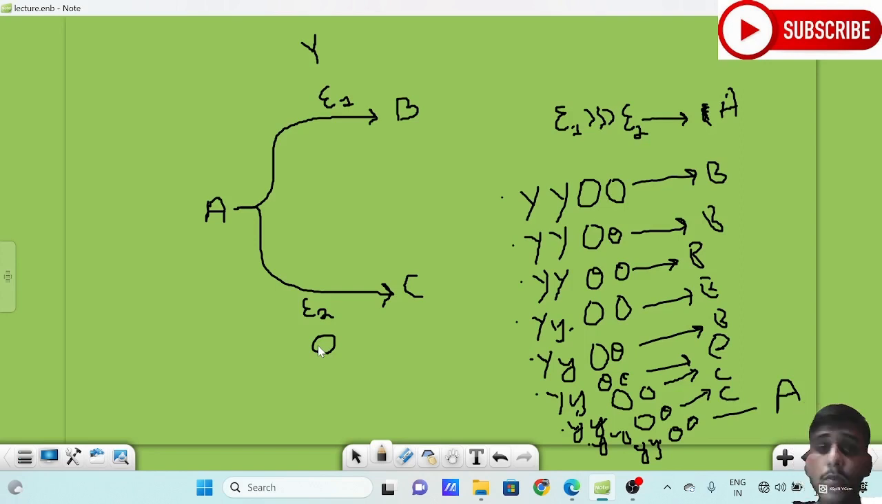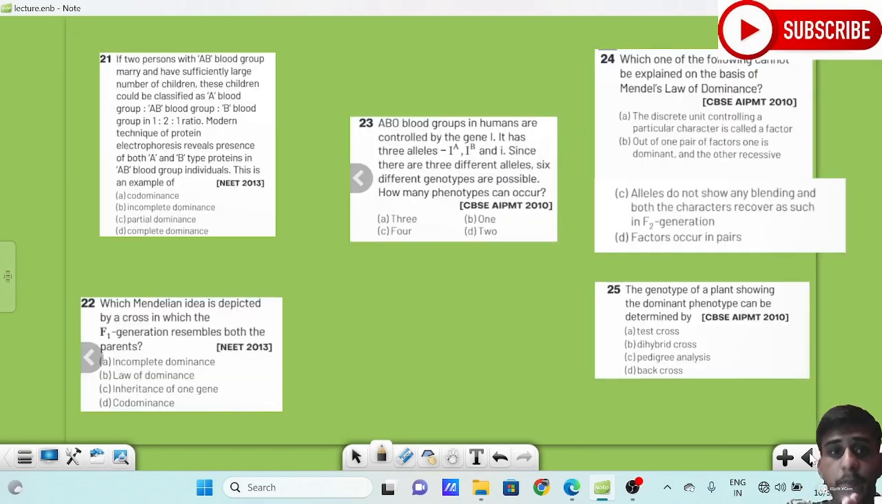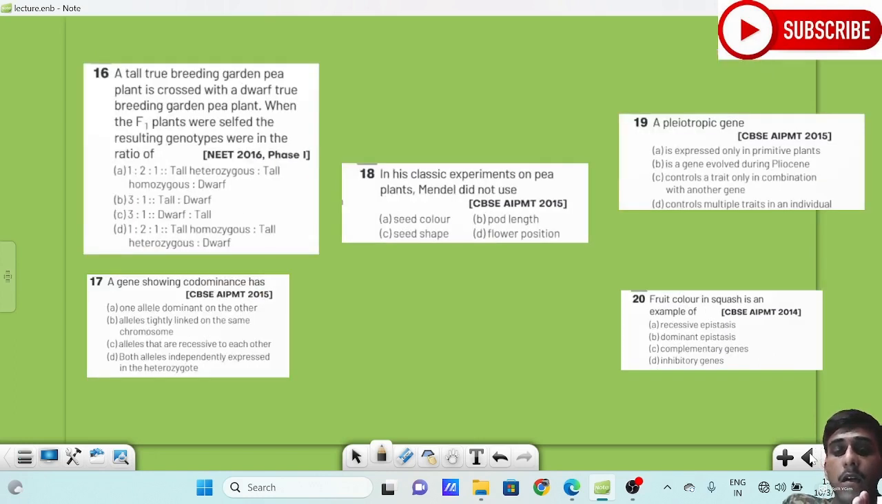Here the ratio will be 12:3:1. Just count it. It will be 12 B, 3 C, 1 A. This is known as the 12:3:1 phenotypic ratio. So this is a general idea of epistasis and dominant epistasis. The fruit color in squash is due to the presence of dominant epistasis, the gene interaction.